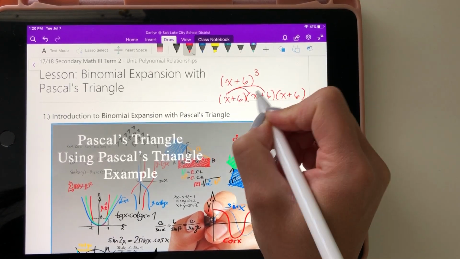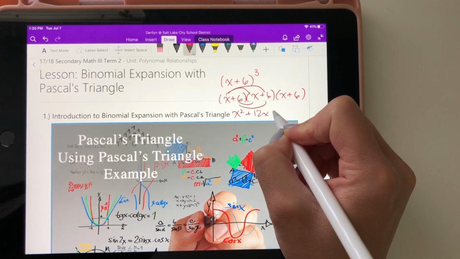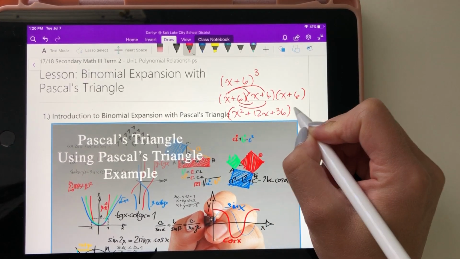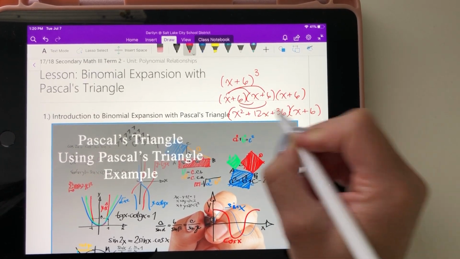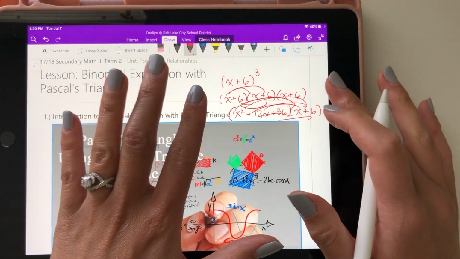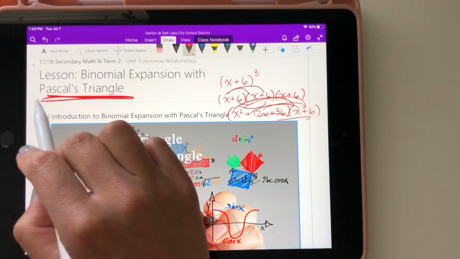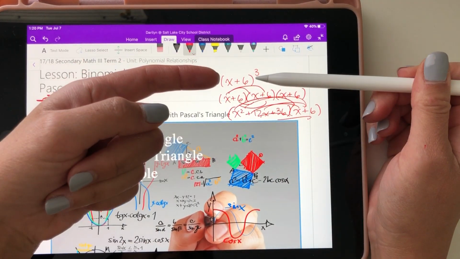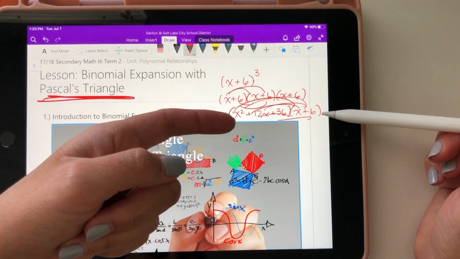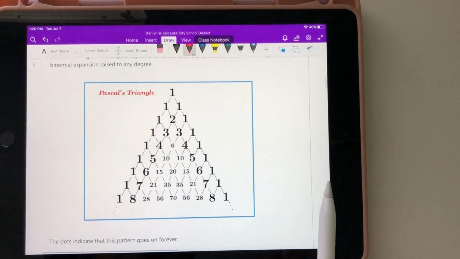I would have to distribute these two first, giving me x squared plus 12x plus 36. Then I would have to multiply this by x plus 6, distribute. Okay, so you see what I'm getting at. It's kind of a big deal and it's a long process. So what Pascal's triangle does is it gives us a shortcut to get from this to the answer, which is awesome. So first let's explore what Pascal's triangle is.